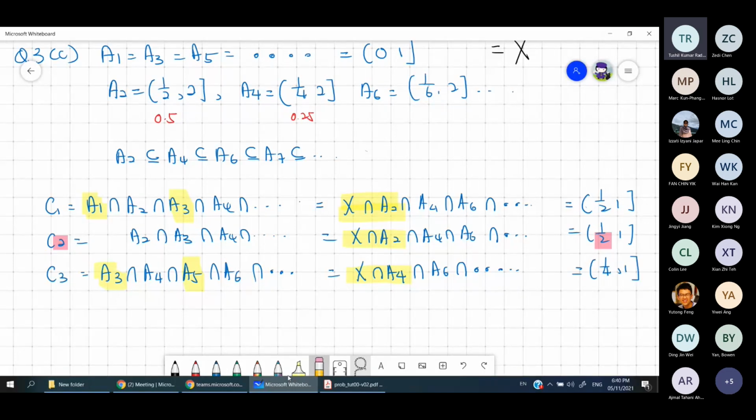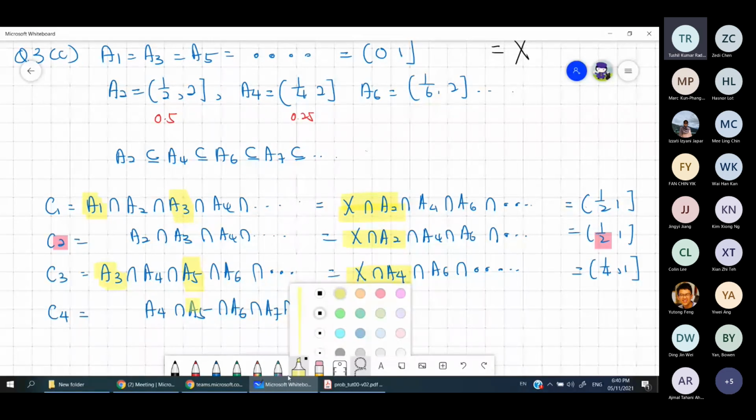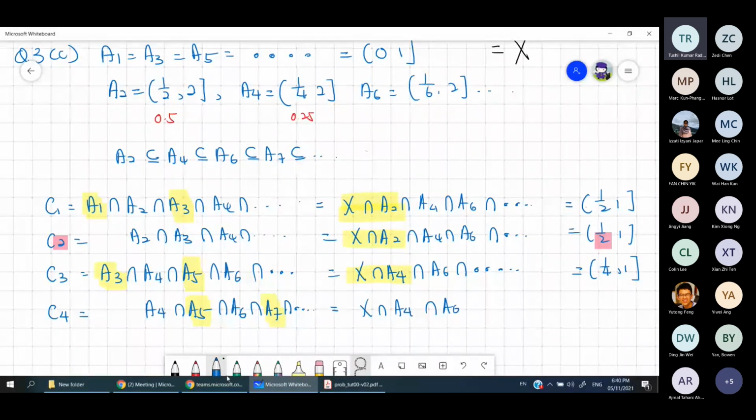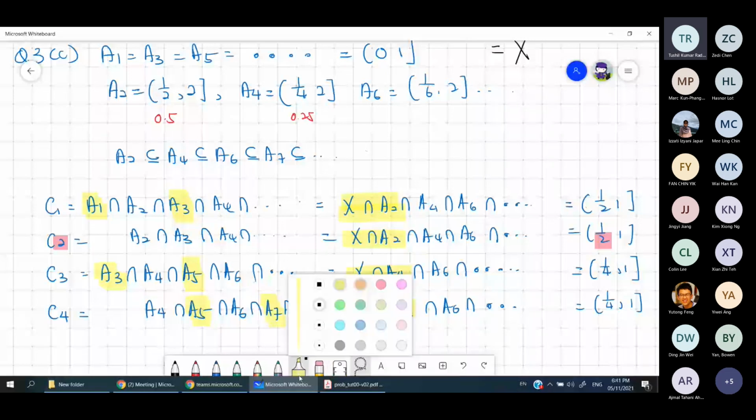Again, you can do the similar calculation. C4 will be A4, A5, A6, A7. Again, all the odd number terms are identical. With A3 or without A3 won't affect the result because A5 is here. So you can see this is also the same result. It will be X and A4 and A6 and so on. So it's actually not difficult. You just need to compute it one by one and see the pattern. Not difficult, but it might be a little bit troublesome.